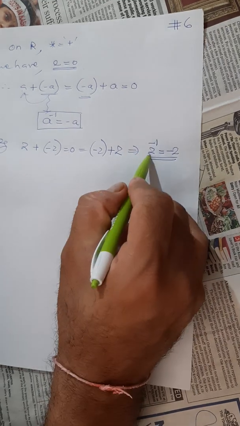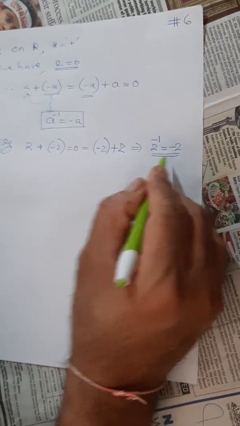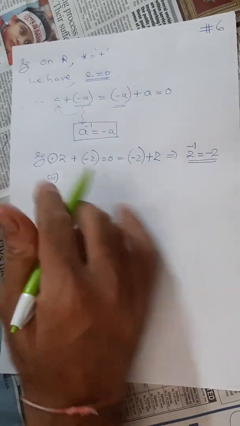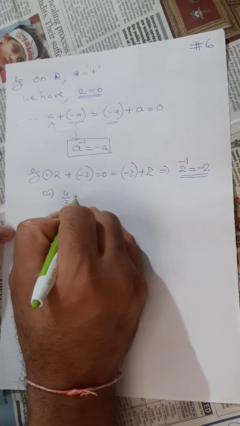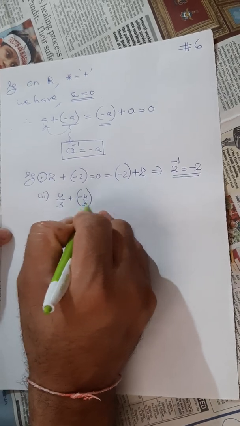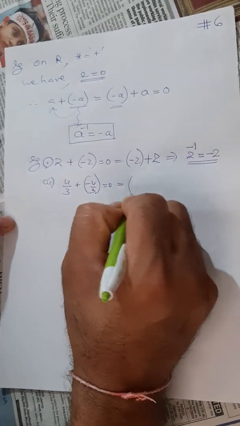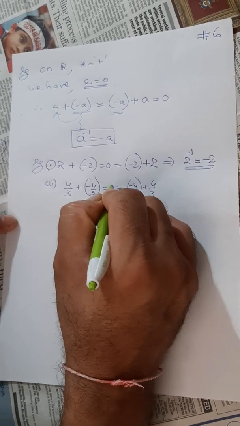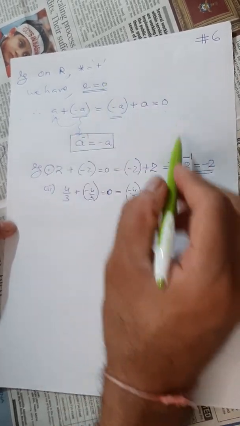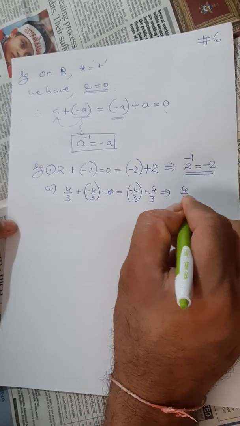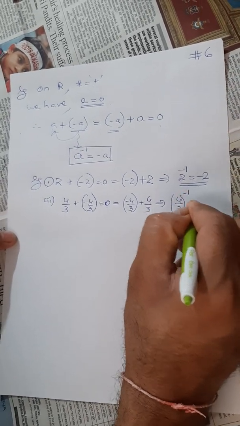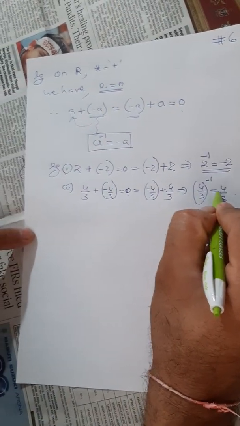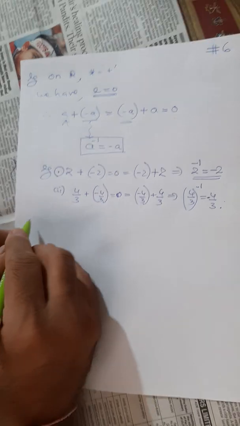So 2 raised to minus 1 does not mean 1 upon 2, remember. If I take, for example, 4 by 3 plus minus 4 by 3, you know it is 0. Even if you do the reverse, minus 4 by 3 plus 4 by 3, the answer is identity. 0 means identity here. So the inverse of 4 by 3 is minus 4 by 3.